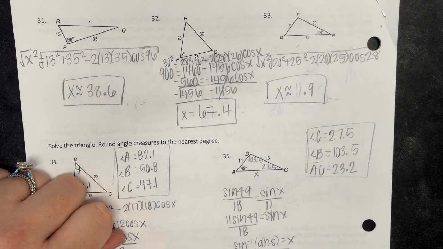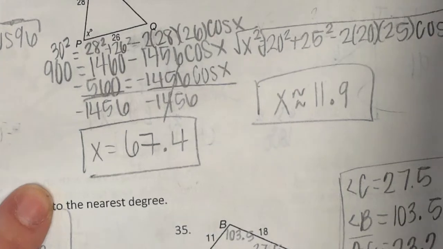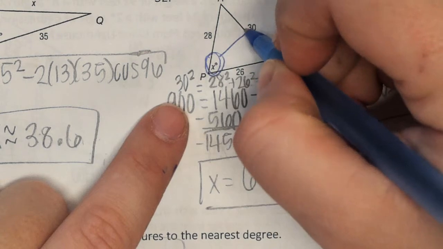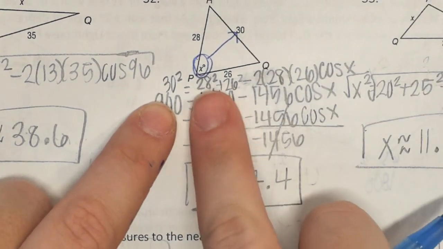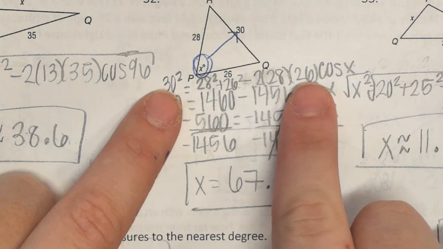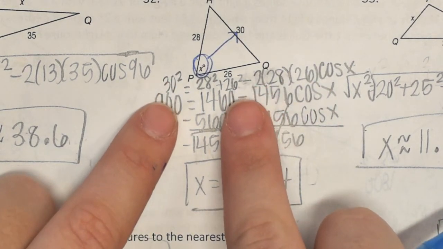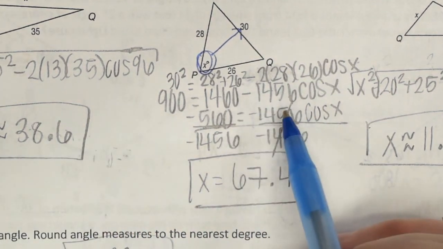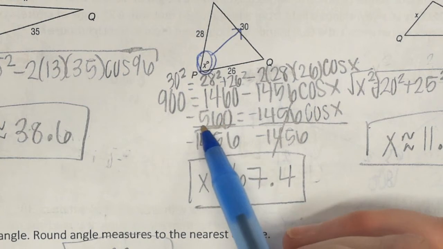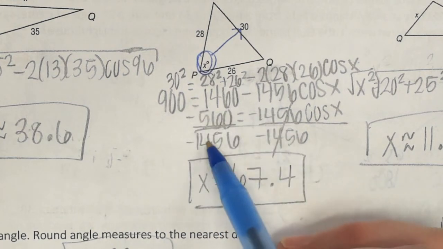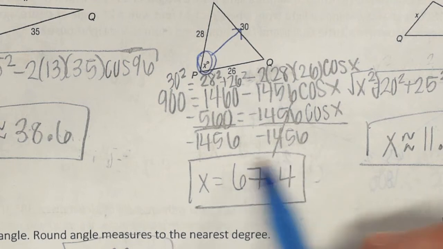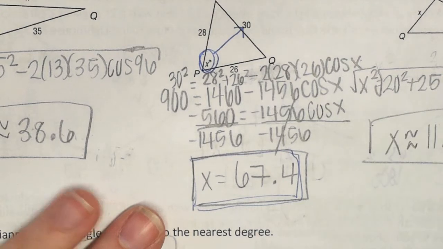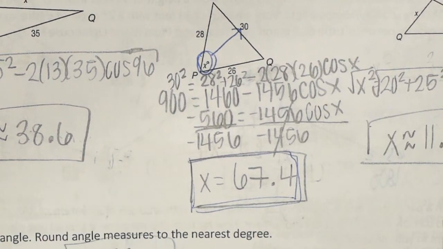32 was different though. In 32 you found an angle, so I will explain myself on this one. So x was the angle being found, so 30 got to go on the outside. So you have 30, the other two sides, minus 2 times the side times the side. So I just went ahead and solved all this down. I subtracted the 1,460 and got negative 560. I divided by negative 1456, and then I got 67.4. I need you to get this answer, so make sure you're plugging it in your calculator the right way and not rounding weird.